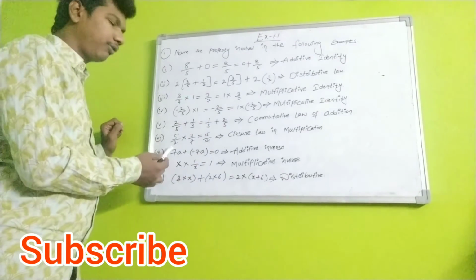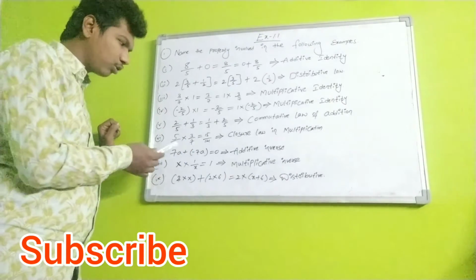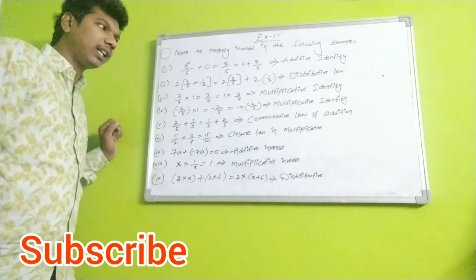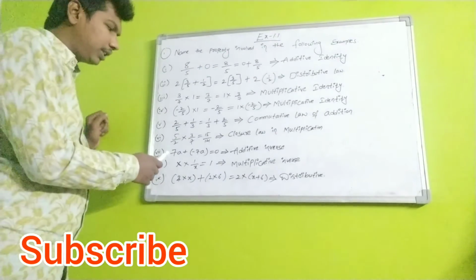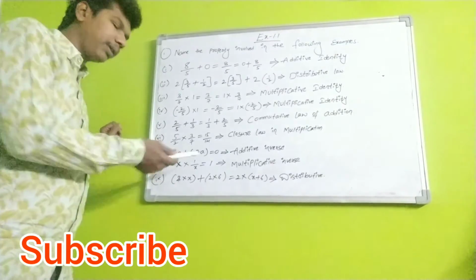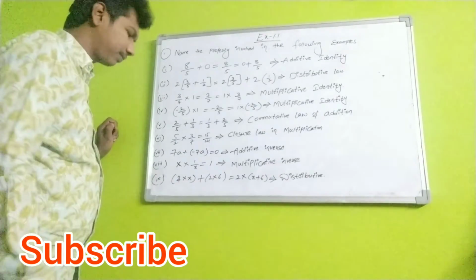Next, sixth one, 5 by 2 into 3 by 7. You multiply, 5 threes are 15. Denominator is 2 sevens are 14. It is in the form of closure law in multiplication. Next, seventh one, 7a plus minus 7a. Plus into minus is minus, so 7a minus 7a cancel, answer is 0. Therefore, this is additive inverse.